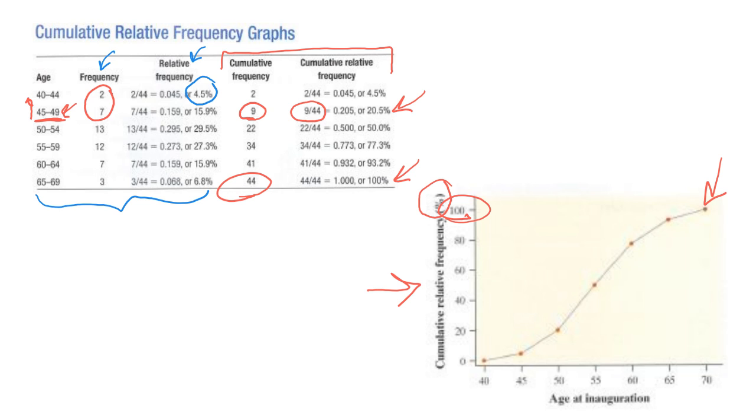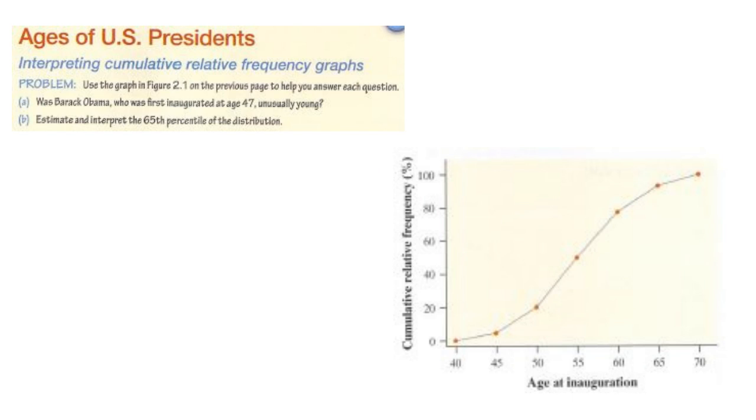So when I look at these data points, for example, when I look at this data point right here, that data point is telling me that approximately 20% of our presidents were inaugurated before the age of 50, because again, it's a cumulative frequency graph here. And so we can use that information to draw some conclusions, look at trends, that kind of thing. So let's look at an example of how we could use this kind of information here.